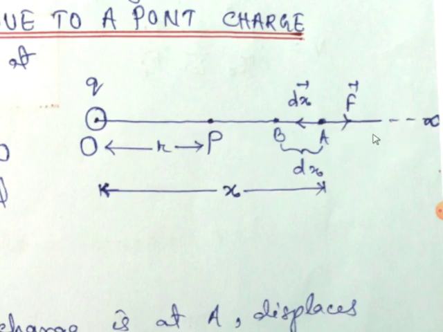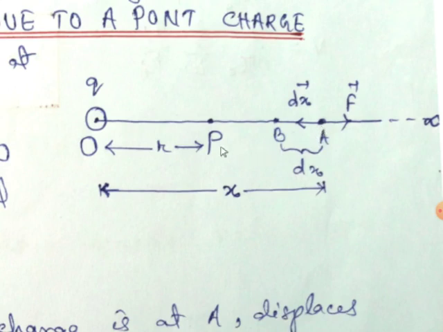So in between that infinity and this point of observation, let's take some particular point A at distance x from the given charge, okay? And if you try to bring that unit positive charge from A to B, where the distance AB is very, very small, let's denote that small distance by dx. We simply call such a small distance an infinitesimally small distance dx.